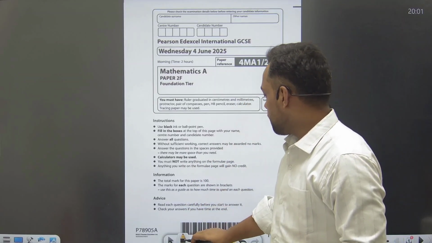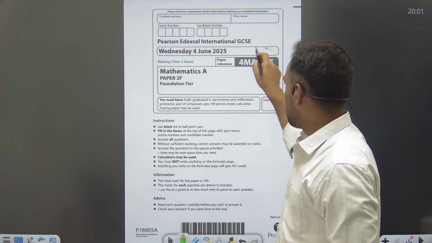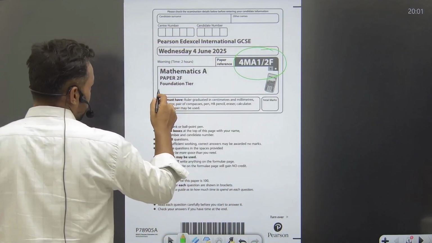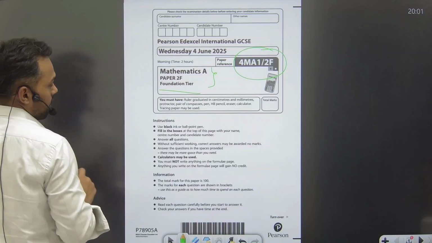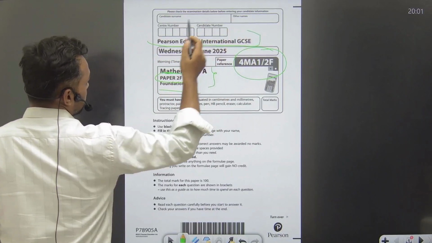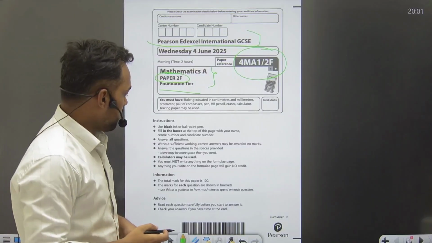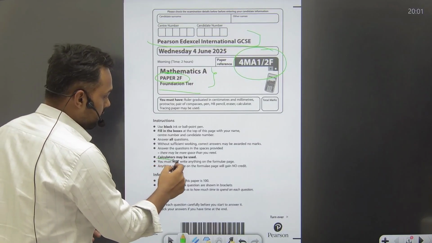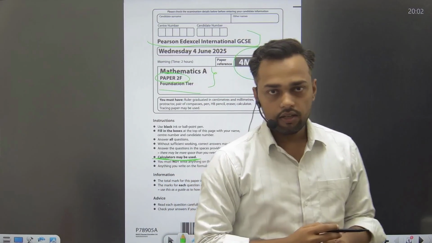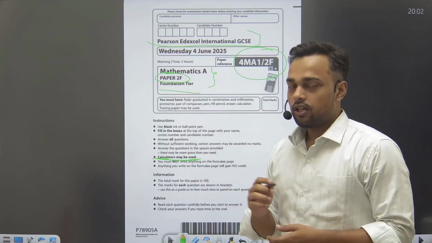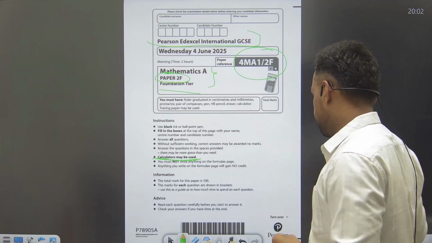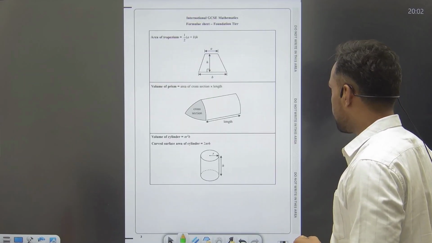Today I have taken the foundation level paper, that is 4MA1/2F. This is the foundation tier, Mathematics A, and the paper name is Paper 2F, Pearson Edexcel International GCSE examination. You can see here that we can use the calculator in this paper, so we will be using it. It's my request to every student that you read the instructions properly before attempting this particular question paper. So let's move ahead.